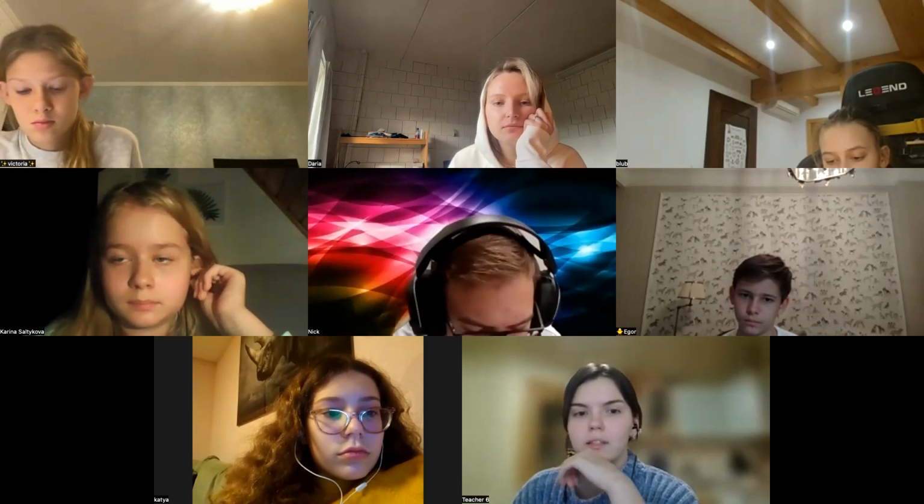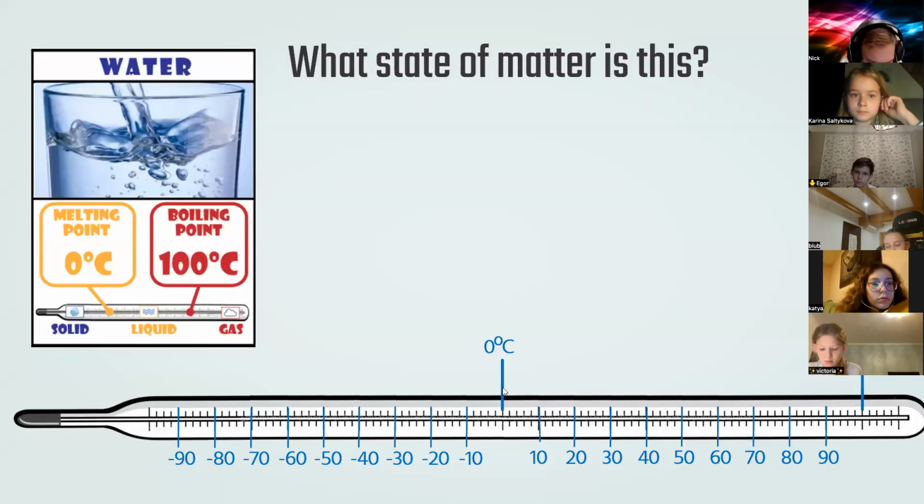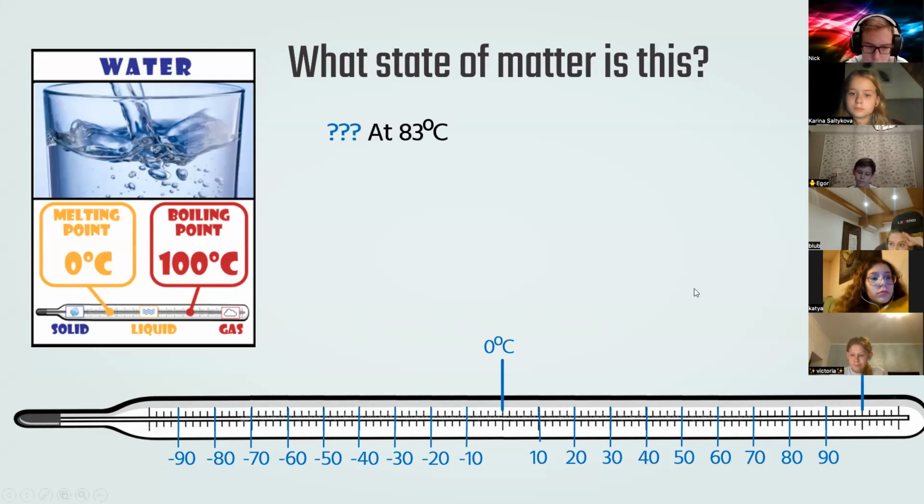Now, let's look here. The melting point of water is 0. The boiling point of water we've already said is 100 degrees. Can you tell me what is the state of water at 83 degrees? Liquid. Yes, it's between 0 and 100, so it's still liquid.